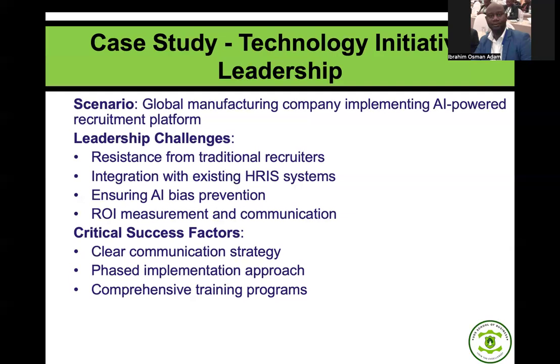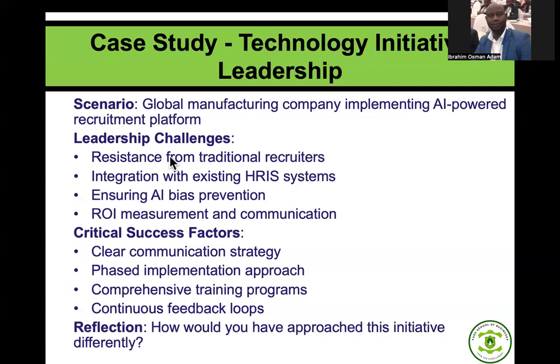Comprehensive training programs, so that people will get to understand the technology better and how it is going to fit into their job roles. Apart from that, you need to have an open culture so that people can come and talk to you and give you feedback on the technology you are trying to implement. So we leave this case study with this critical question: how would you have approached this initiative differently? How you will approach it differently depends on what you see as what? The critical success factors. And those are the critical factors some of you identified.